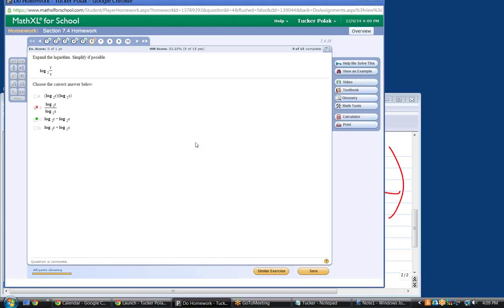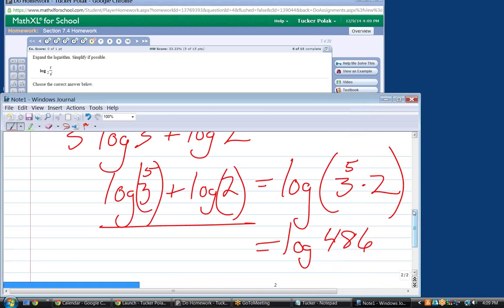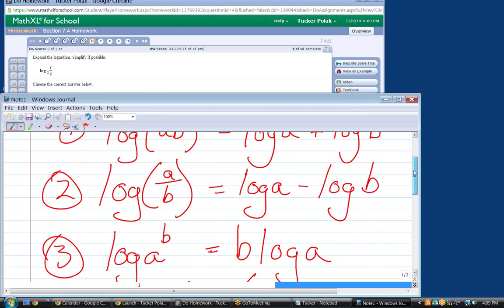Now let's have a look at 6. Expand the logarithm, simplify if possible. Oh, we can't redo that. We can't? No, we can't. Okay. Notice that division is taking place. So if I expand that, what would it be? Oh, is that a 2? I can't really read that. What does it say? It says log base 2 of r over s. So if I expanded that using rule 2, what would it be?